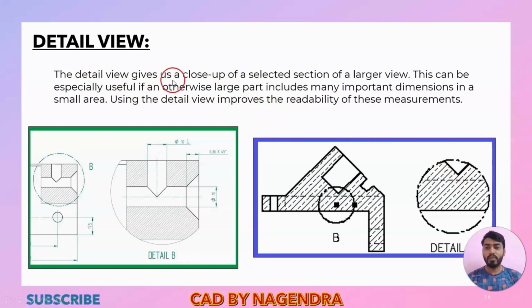The detail view gives us a close-up of a selected section of a larger view. This can be especially useful if an otherwise large part includes many important dimensions in a small area. So using detail view improves the readability of these measurements, and we are able to see all dimensions clearly.